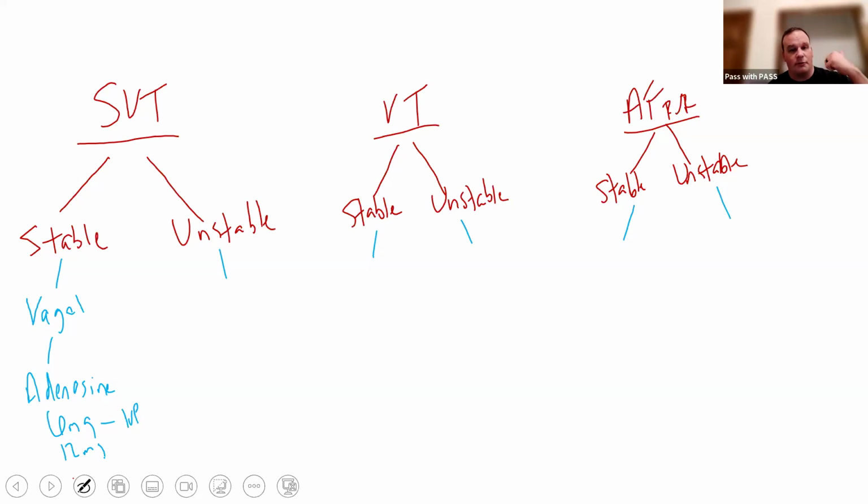Okay. So for my stable SVT, I try to vagal. If that doesn't work, I move to adenosine. I do 6 rapid IV push followed by a bolus. If that doesn't work, I do 12 rapid IV push followed by a bolus. ACLS says you can do another dose if you want to do 6, 12, and 12 to a total of 30. It's not in the algorithm anymore, but it is still contained in the ACLS provider manual.